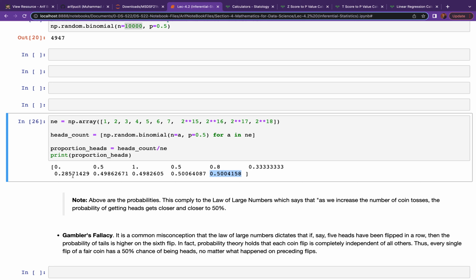So I have tried my best to make you understand the law of large numbers. I hope with these examples you will never forget the law of large numbers. Now let me move ahead.